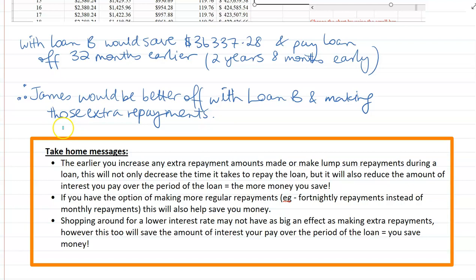If you get the option of making more regular repayments, so you can choose fortnightly instead of monthly, this will also help save you money. And lastly, if you can shop around for a lower interest rate, it may not have as big an effect as making extra repayments or lump sum repayments, but this too will save you money over the period of the loan.